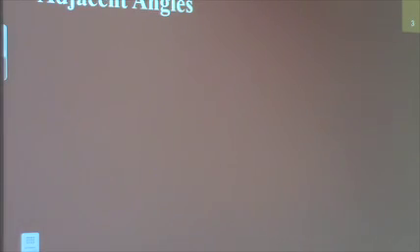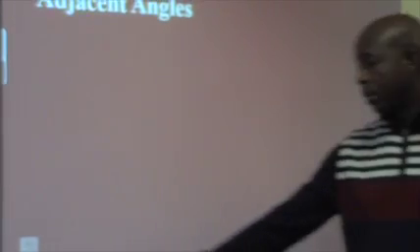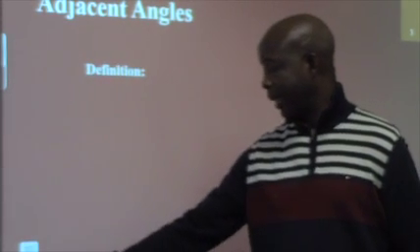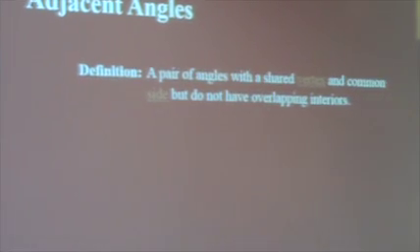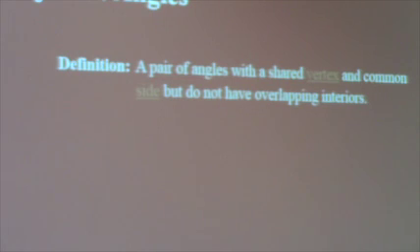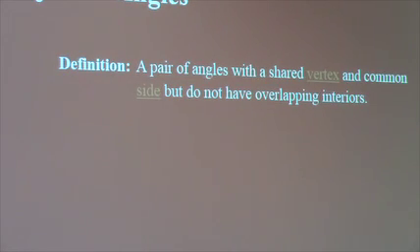So let's go over, what is an adjacent angle? Well, an adjacent angle by definition is a pair of angles with a shared vertex. That means they have a common vertex and a common side between them, but do not have overlapping interiors, meaning the interiors of the angles do not cross over.